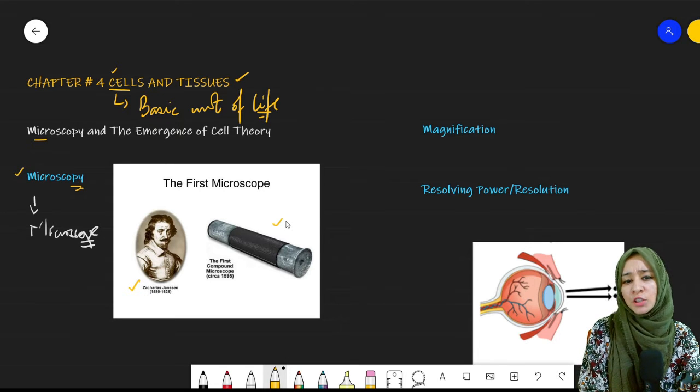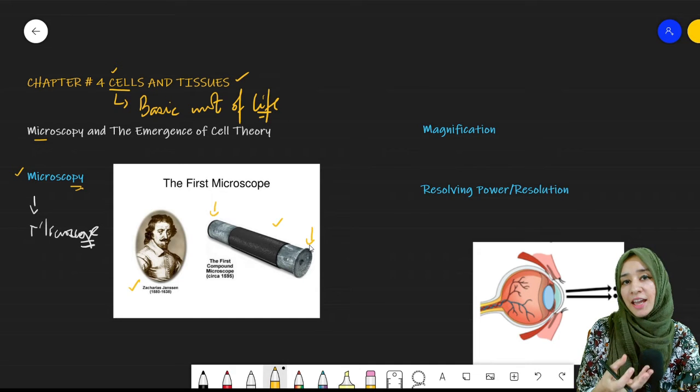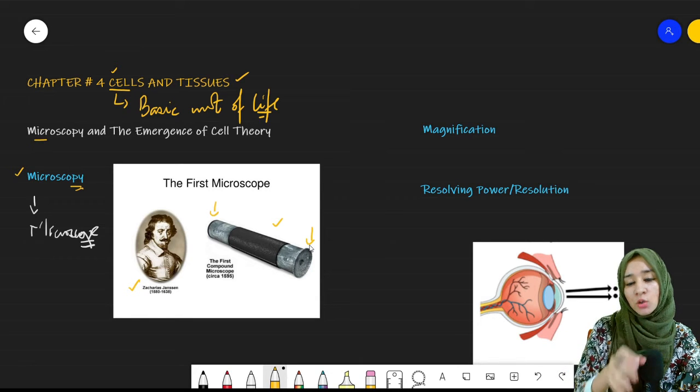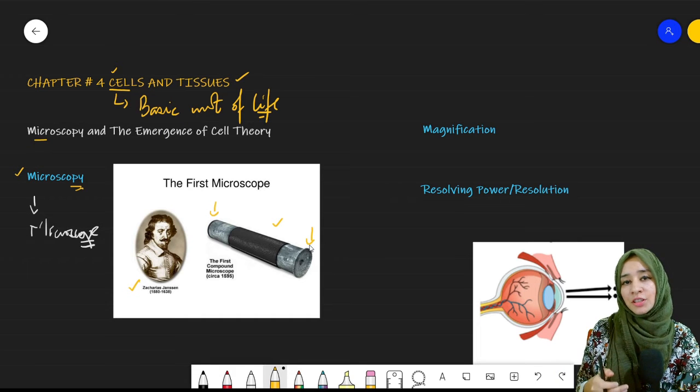It was just a simple tube. It was discovered in 1595 in Holland, a simple tube consisting of two lenses on both the ends, and it is just used to magnify an object, to increase the size of an object. So from there, the discovery of microscope started, and this simple tube was modified into a number of different types of microscope that we use today.